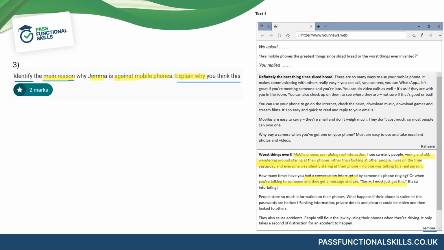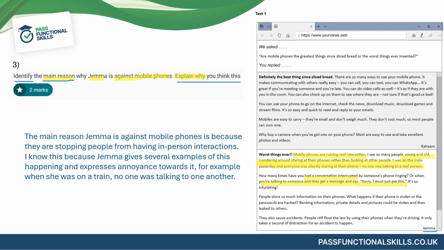Then we've got one paragraph on 2 other reasons. So we've got people store so much information on their phones. We've got a little bit of a paragraph on that, and then the last paragraph talks about causing accidents. So the majority of her contribution is to do with how mobile phones are ruining real interaction. So that's another thing that tells us that that's the main reason why she's against mobile phones. So the main reason why Gemma is against mobile phones is because they're ruining real interaction or stopping people from having in-person interactions. So that's our first mark.